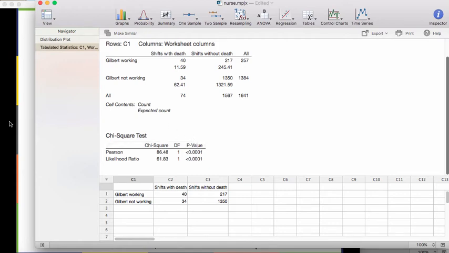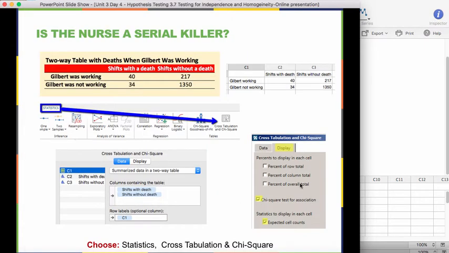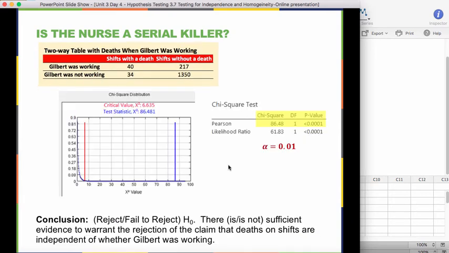Okay, I'll switch back to the PowerPoint and let's talk about this a little longer. Here is a summary of what we've just done. You'll notice when you're running the cross-tabulation chi-squared, we're going to look at the chi-squared test for association, and also you want to do the expected cell counts. This just summarizes what we just did here.